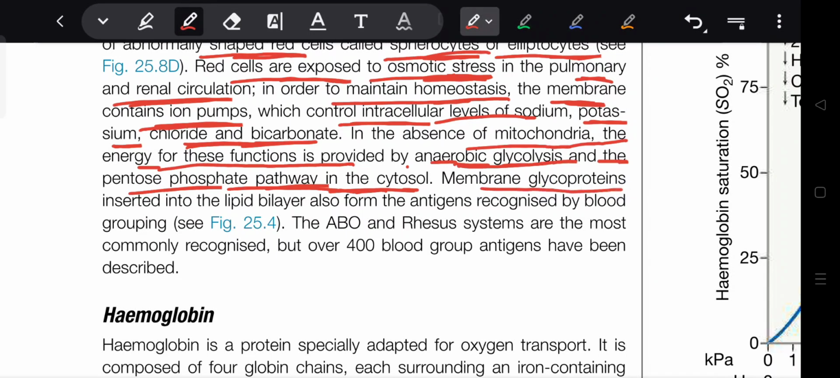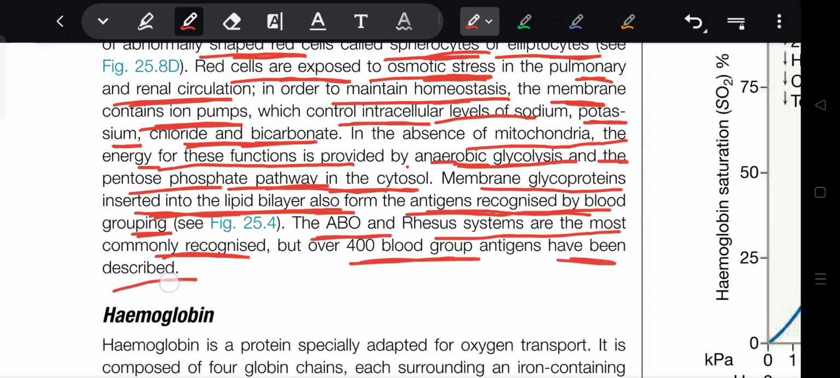Membrane glycoproteins inserted into the lipid bilayer also form antigens recognized by blood grouping. ABO and Rhesus systems are the most commonly recognized, but over 400 blood group antigens have been described.